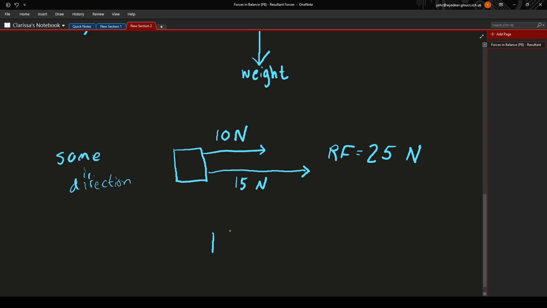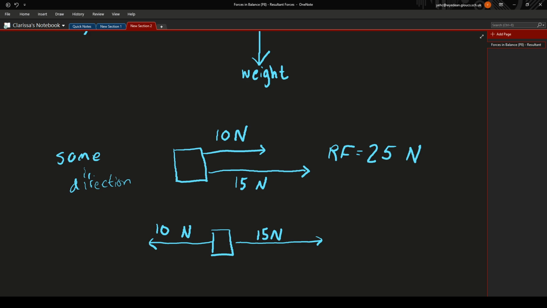Now what about if it's different directions? Let's say here we have someone pulling it with 15 again, and then another person, but pulling it in the opposite direction, 10 newtons. So this is why we learn about vectors and scalars to start off with, because with a vector quantity, such as a force, the direction in which it's acting in matters. So here we have two forces acting in opposite directions to each other.